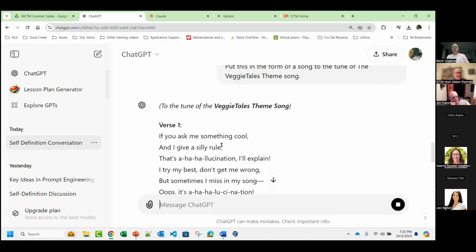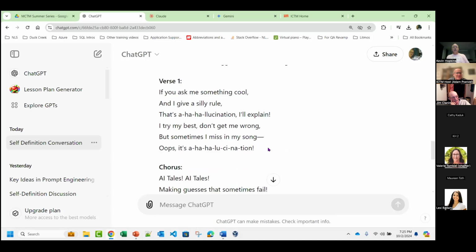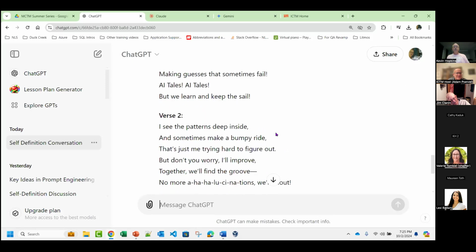If you ask me something cool and I give you a silly rule, that's a hallucination, I'll explain. I try my best, don't get me wrong, but sometimes I miss in my song. Oops, it's a hallucination. And then we go, AI tales, making guesses that sometimes fail. AI tales, but we learn and keep the sail.